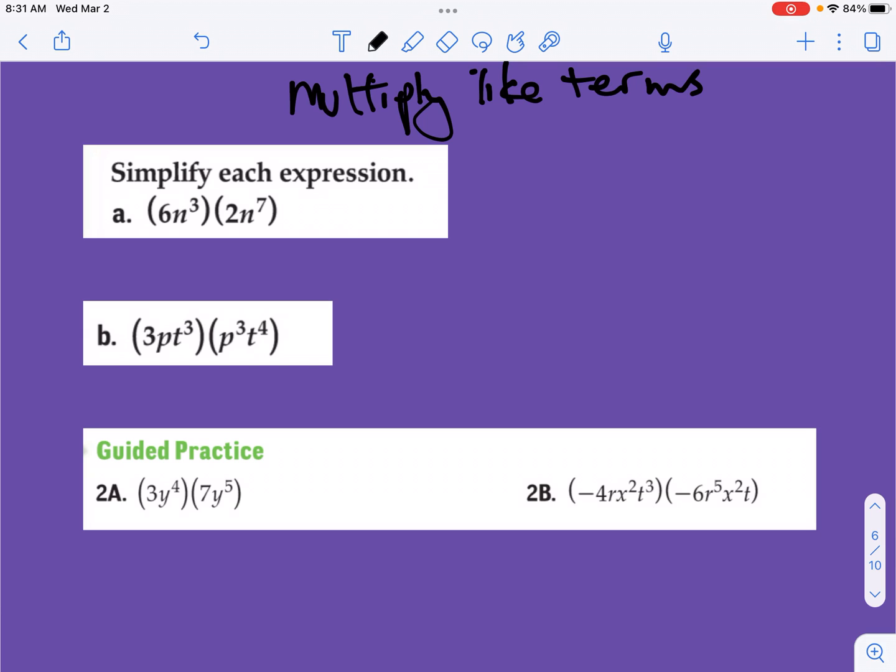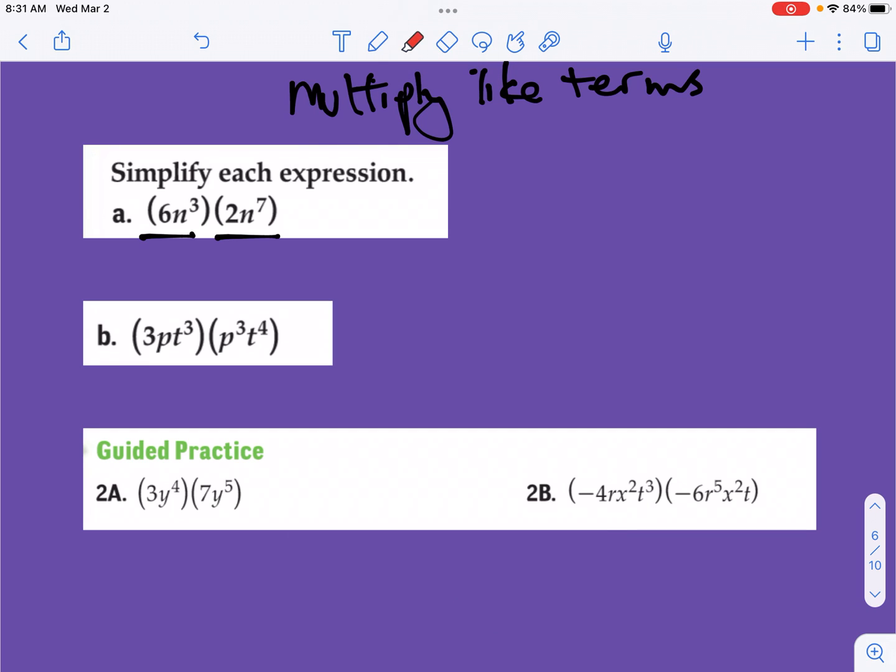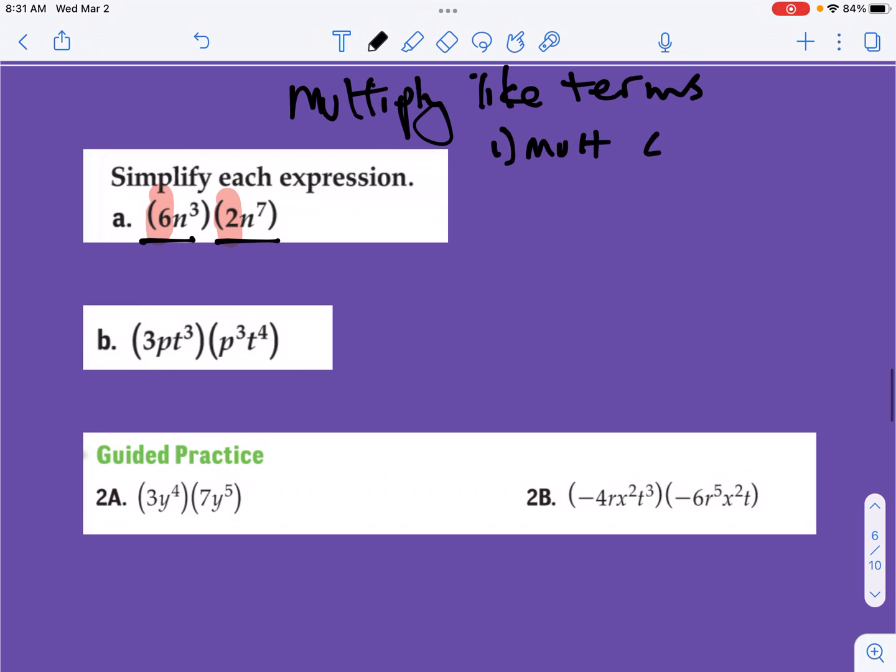So if you look at this and this, what would like terms be? For your numbers, like 6, the like term with 6 would be the other coefficient, which would be 2. So what I always do first is multiply my coefficients. I always multiply my coefficients first. So I'm going to go 6 times 2, and that's going to give me 12.